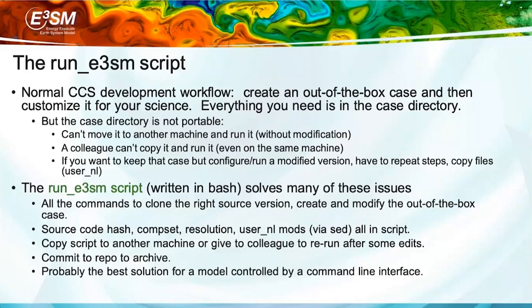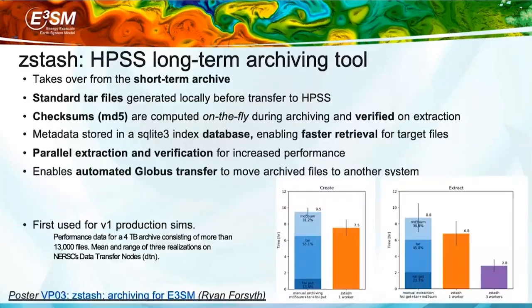So the run_e3sm script, which is written in Bash, solves a lot of this because all the commands to set up and run the model are in the script, and there are very simple and obvious lines to change the username or the machine name. You can then hand that script off to somebody else or just move it to another machine yourself and rerun almost exactly the same case. It'll do everything from checking out the code to running all the case control system commands. And then if you commit the script to an archive, you can assure that people down the line will be able to run it as well.